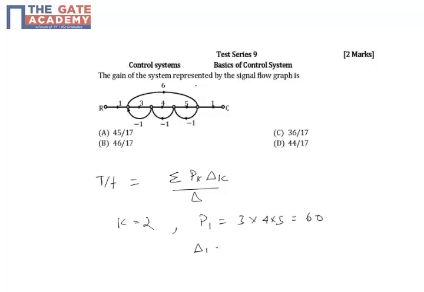And then delta 1 is equal to 1 minus, there are no loops that are not touching the first forward path, so it is 1 minus 0, that is equal to 1. Now similarly P2 is equal to 1 into 6 into 1, that is equal to 6. And then delta 2 is equal to 1 minus, there is this loop that is not touching the second forward path, so it is 1 minus minus 1 into 4, so it's minus 4, so that is equal to 5.